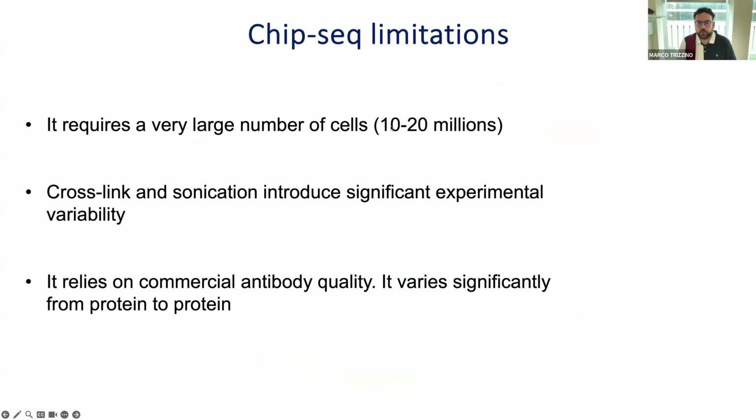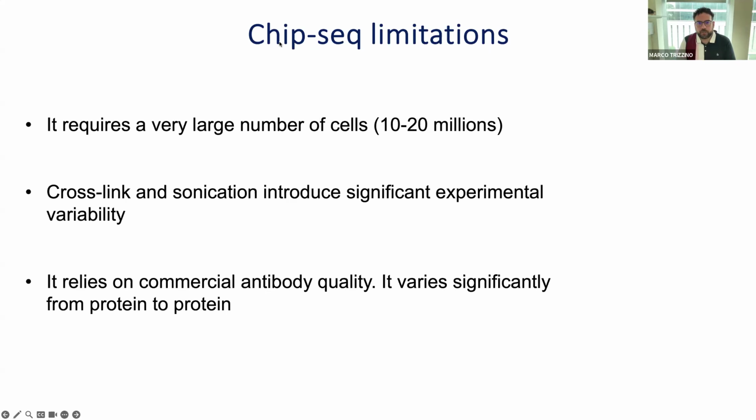For a ChIP-seq experiment, you need 10 to 20 million cells, which is a lot. And so sometimes it's very hard if you're working with some tricky cell types. Let's say you're making neurons from stem cells, for example. It's very hard to get that many cells. Also, cross-linking and chromatin shearing, which we call sonication, can introduce a lot of variability. And then obviously it relies on antibody quality, because if your antibody is not good to pull down your transcription factor of interest, then it won't also pull down the DNA that is bound to it. And so your ChIP-seq will not work.